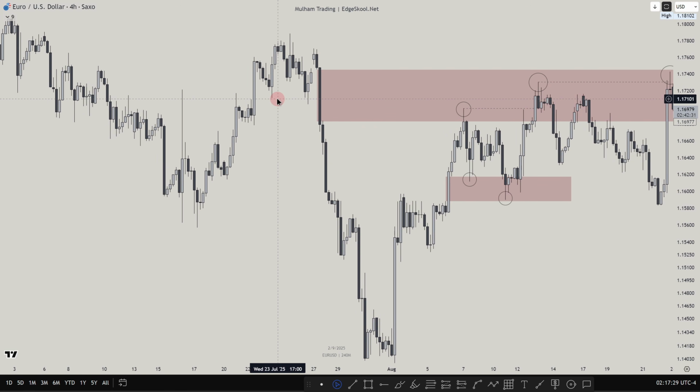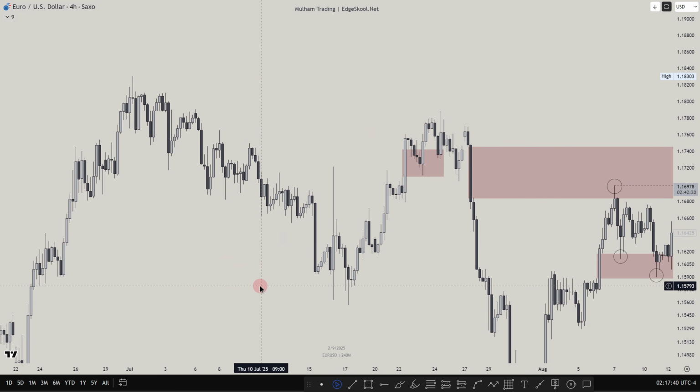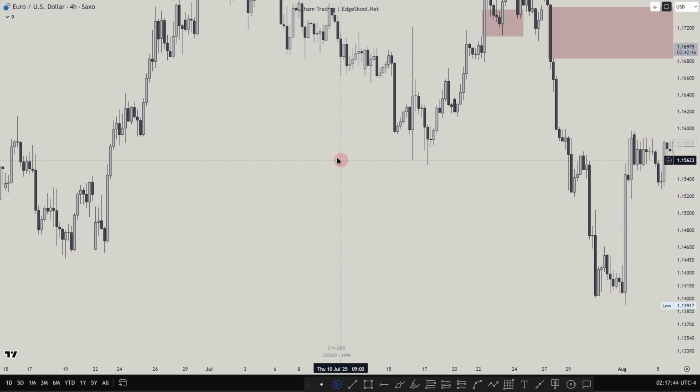Another example is this one here. So this is an imbalance as well. The first touch is here, second touch is here going higher. And you'll be seeing this almost everywhere. And it gives you a very refined range to trade off.